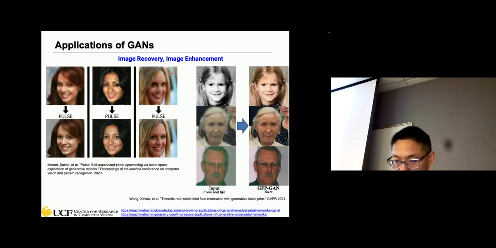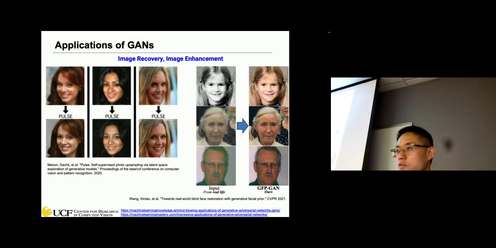So rather than doing some changes or editing of an image, we can also do image recovery, restoration, or enhancement. One very popular application is super resolution, right? You may have some very old photos, where the camera sensors may not be state of the art. Let's say there are some photos you took maybe 5 or 10 years ago.